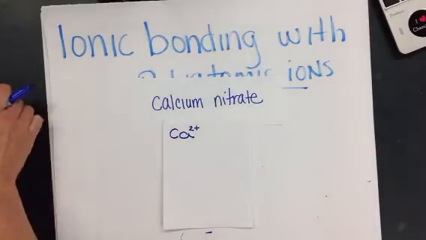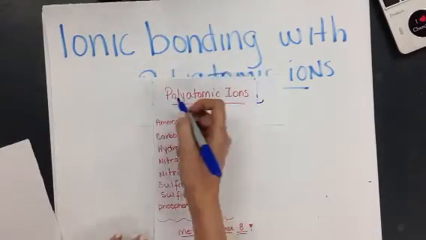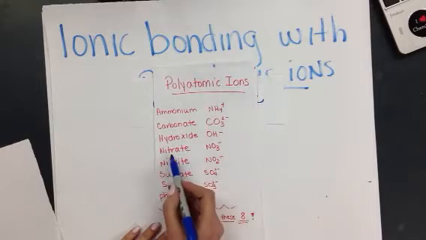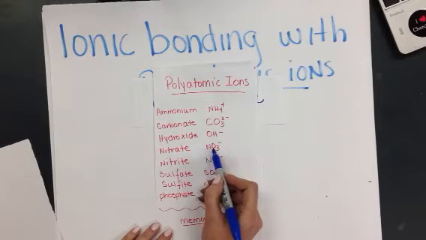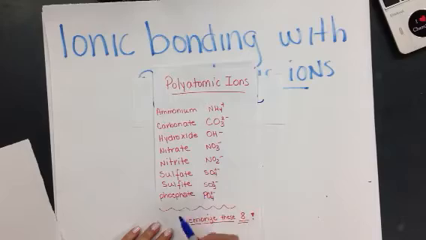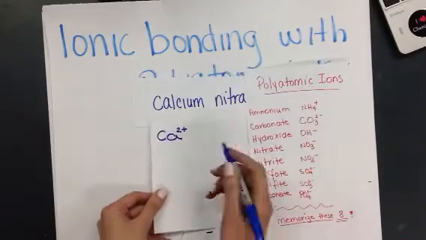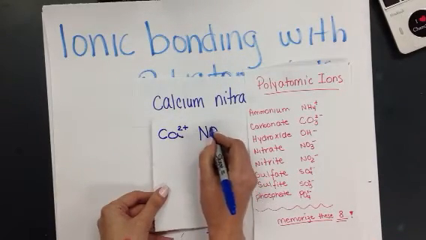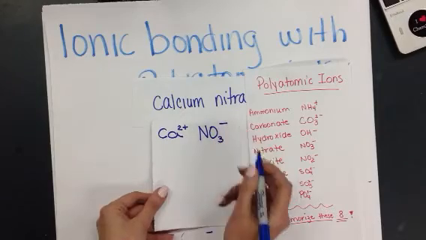Nitrate, well, I have to look on my polyatomic ions to find nitrate. Capital N, capital O, little 3 minus. Write that exactly how you see it. Capital N, capital O, 3 with a minus.